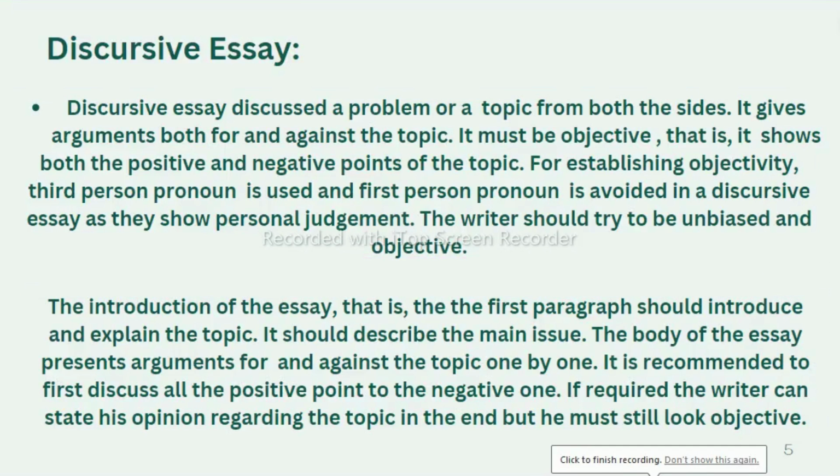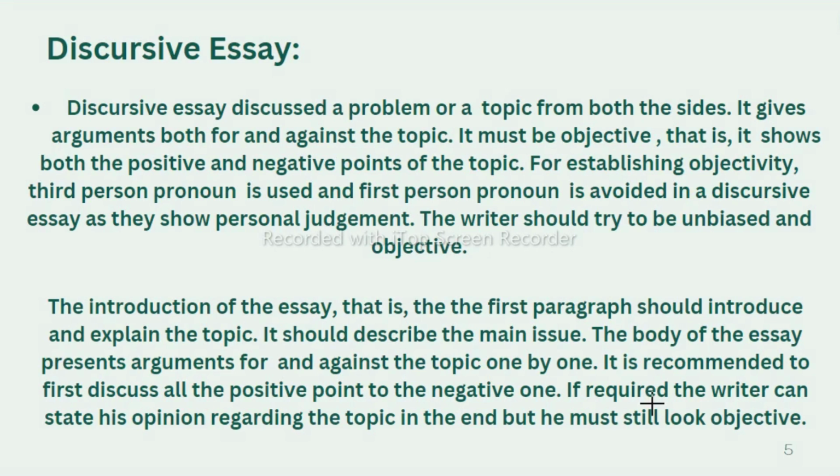So here in a discursive essay, you have to describe the topic and you have to share both the points for and against the topic, and you should look for objectivity here. You should be unbiased there. First person pronouns we have to avoid here. We have to use third person pronouns like he, she, and it here.